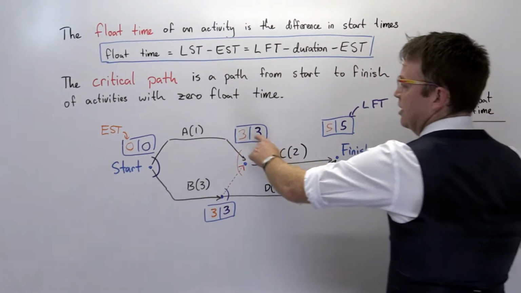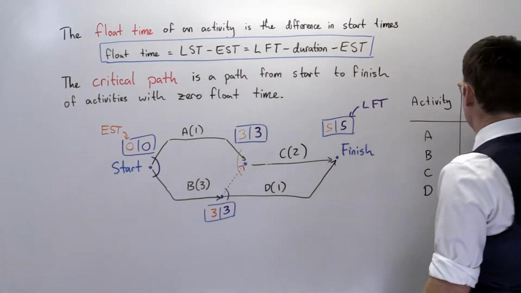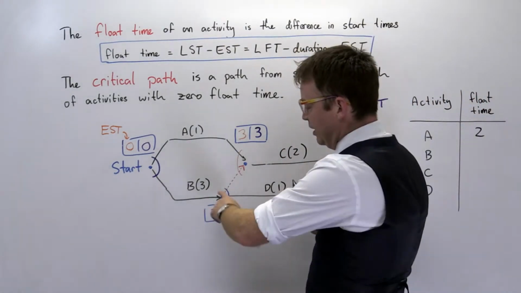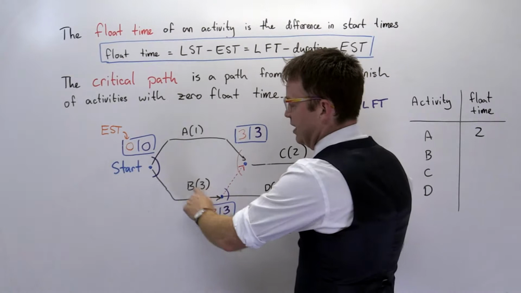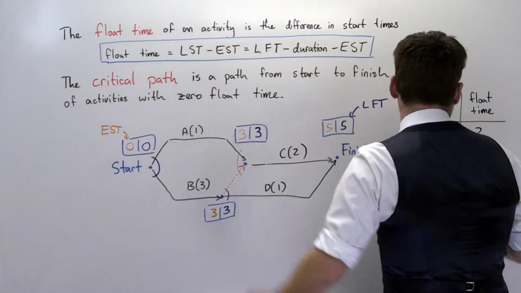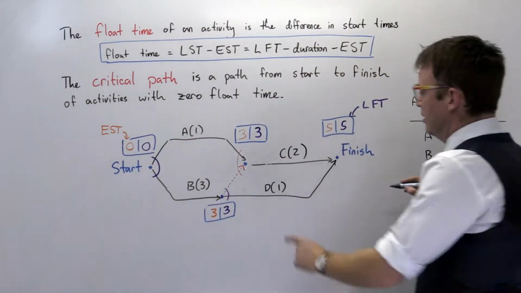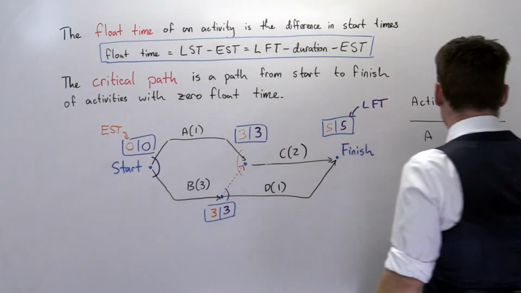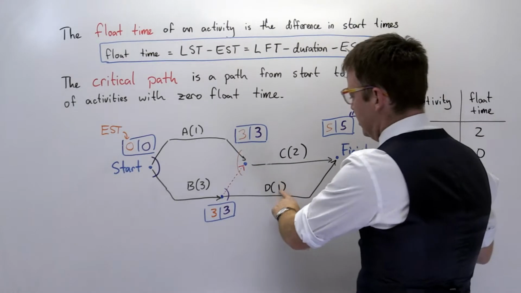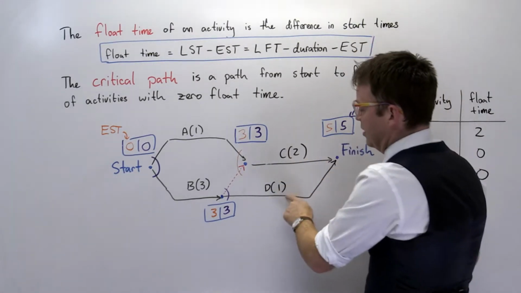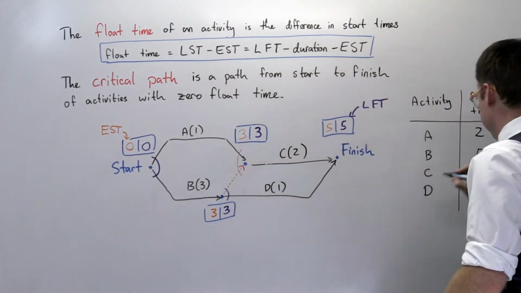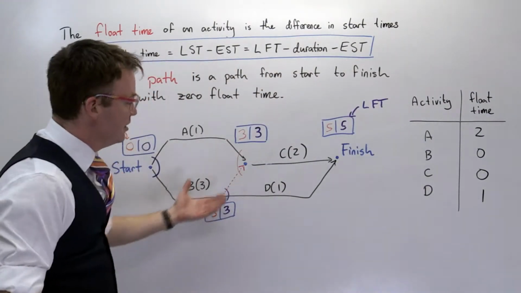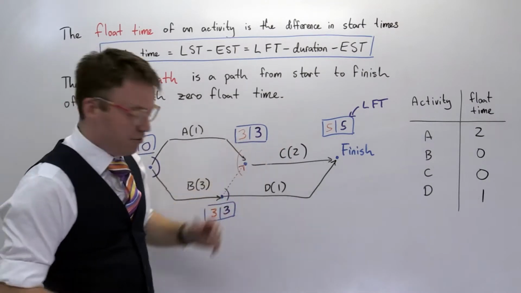So 3 minus 1 minus 0 is 2, the float time of 2, which we talked about earlier. Activity B, well, that minus that minus that: 3 minus 3 minus 0 is 0. Activity C, 5 minus 2 minus 3 is 0. And activity D, well, that's going to be 5 minus 1 minus 3, which is 1. And so float times are relatively easy to compute once you have all this information in front of you.